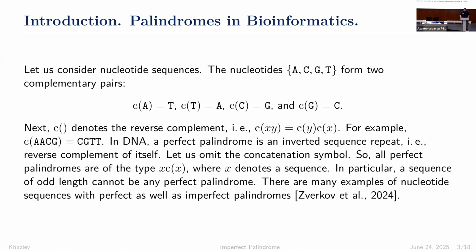Later on, we won't use the concatenation symbol because it will be very long, I guess. The perfect palindromes are of the type X concatenated with C of X, where X is some sequence. And from that definition, you can see that a sequence of odd length can't be a perfect palindrome. There are many examples of nucleotide sequences with perfect and imperfect palindromes, which is covered in one of the latest works of our lab.